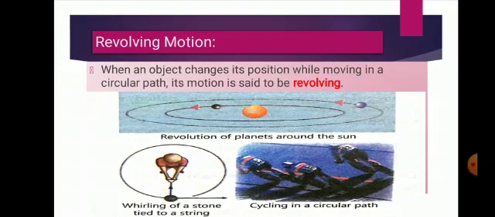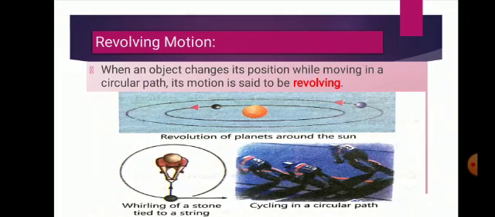Next is revolving motion. When an object changes its position while moving in a circular path, okay? When an object changes position while moving in a circular path, then its motion is called revolving. Examples: whirling of a stone tied on a string, revolution of planets around the sun, cycling in a circular path. These are the examples of revolving motion.